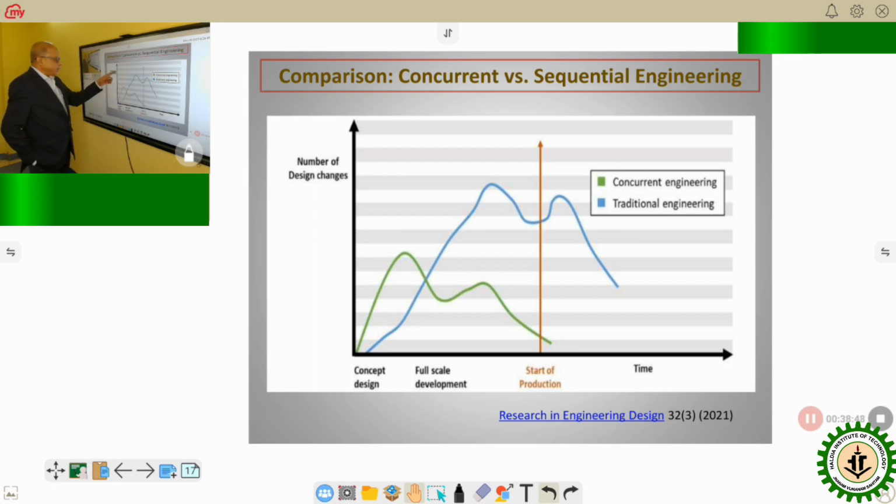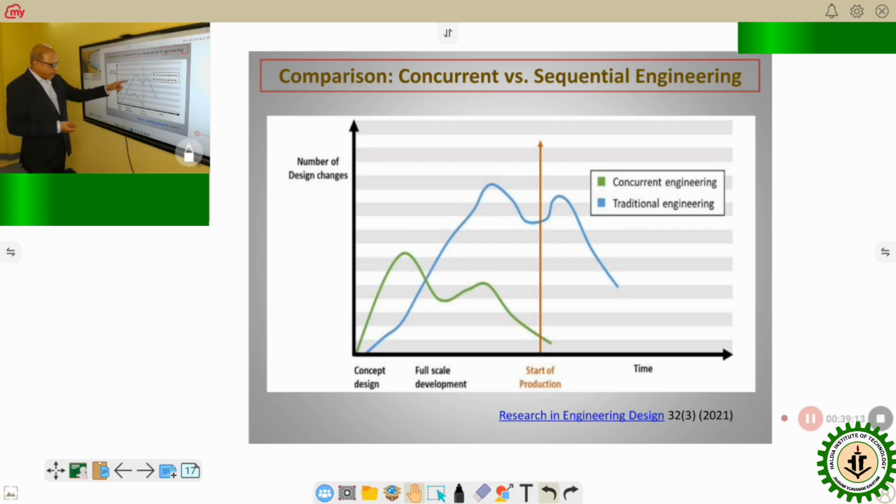But since in case of your traditional engineering, quite often there is an intervention by other departments, the need for changes is very frequent and abrupt. That is why it is zigzag type. So even when the production has already started, still there may be a requirement that there is some deficiency in the design which ought to be changed, otherwise manufacturing will not be possible.